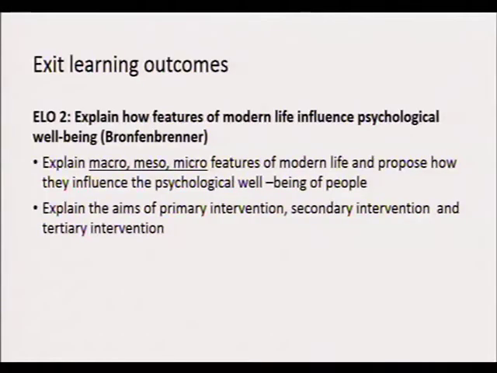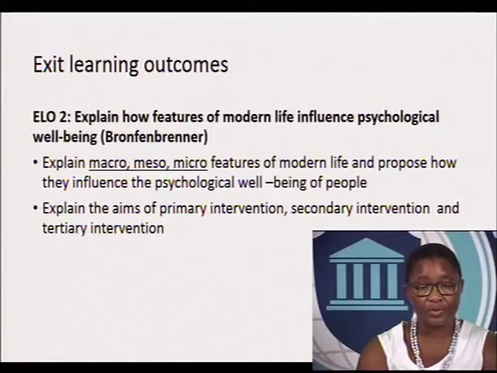And then we are looking at the exit learning outcomes of Unit 2. Explain how features of modern life influence psychological well-being. Bronfenbrenner. We are looking at this psychologist who came up with a system which works in our society where we find ourselves. We are looking at macro, meso, micro.